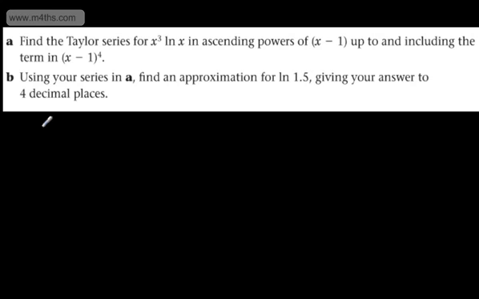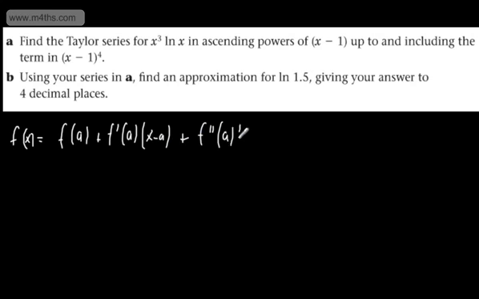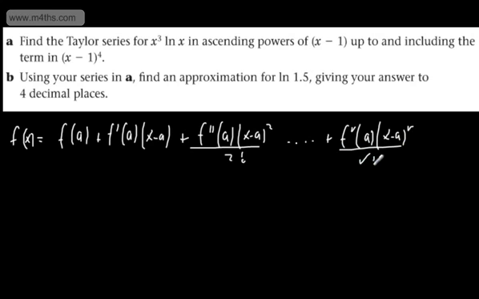Okay, let's just consider the following. What we need now is the Taylor series, and we'll use the form f of x is equal to f of a plus f dashed of a multiplied by (x minus a), plus f double dashed of a multiplied by (x minus a) all squared over 2 factorial, and so on and so forth. And then we'll have the general term (x minus a) to the power of r over r factorial, and so on. And this is what we've been introduced to.